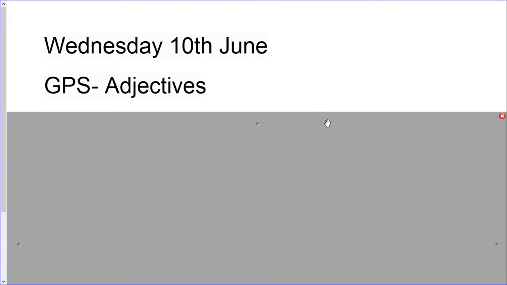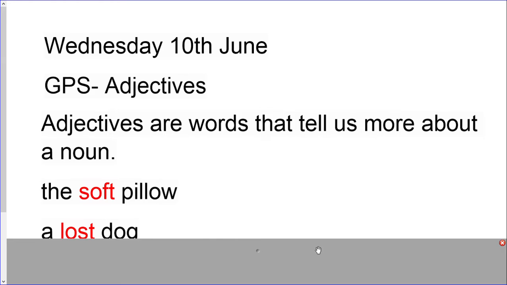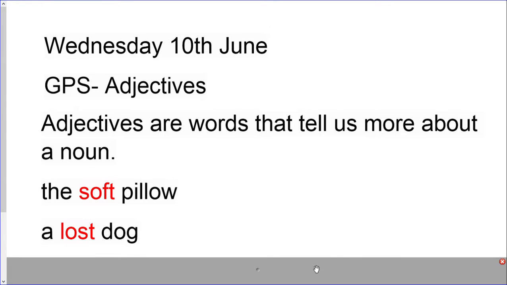So, a quick recap of what an adjective is. It's a word that tells us more about a noun. It's a describing word. So for example, soft pillow, lost dog. But as you are in Year 5, I do expect you to be using more powerful adjectives.